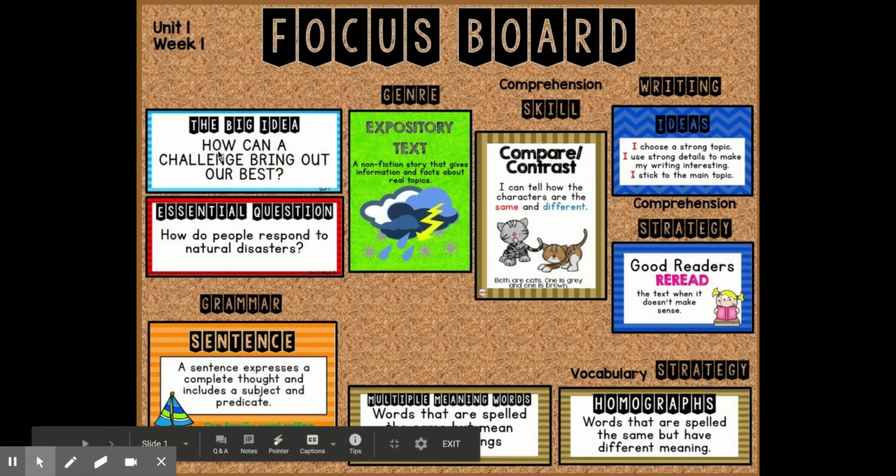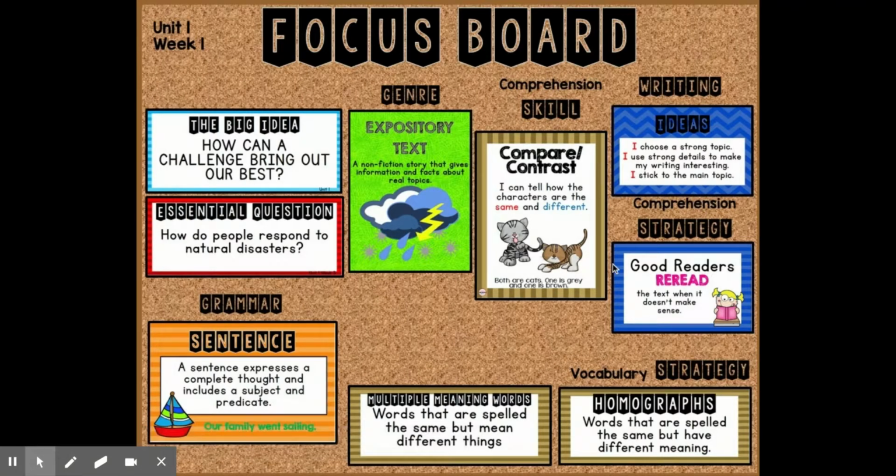So to start out, we're going to talk about this big idea. This is what we're going to be using for the whole unit. The big idea is, how can a challenge bring out our best? So we're going to be going over different stories that go along with challenges people might face and how we can overcome those. The essential question for these 2 weeks is, how do people respond to natural disasters?